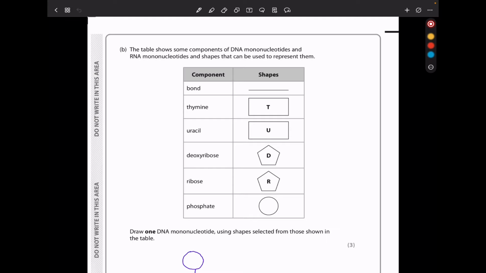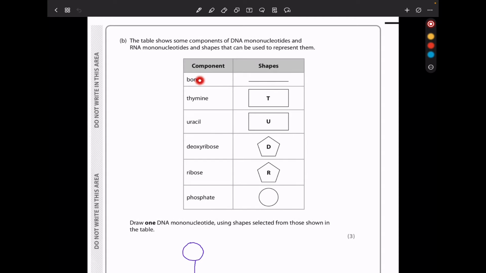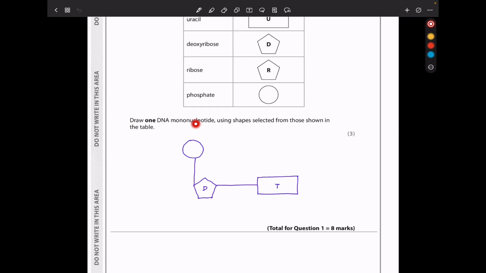In part B, the table shows some components of DNA mononucleotides and RNA mononucleotides, and shapes that can be used to represent them. We have the bond, we have thymine, there is uracil, of course this is only found in RNA. We have deoxyribose, we have ribose, and then the phosphate. So they said draw one DNA mononucleotide using shapes selected from those shown in the table.